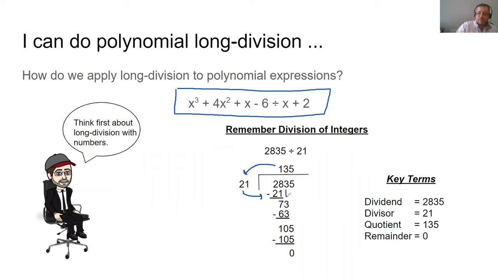And then you brought down the 3. And then you said, okay, let me go through the same process. How many 21s will go into 73? And you got 3. And you multiplied the 3 by 21. You got 63. You put the 63 over here. You subtracted it. You got 10. You brought down this 5. And you did the same thing. You said, well, 5 times 21 is 105. You subtracted. You got a 0 remainder. That was how we did long division.